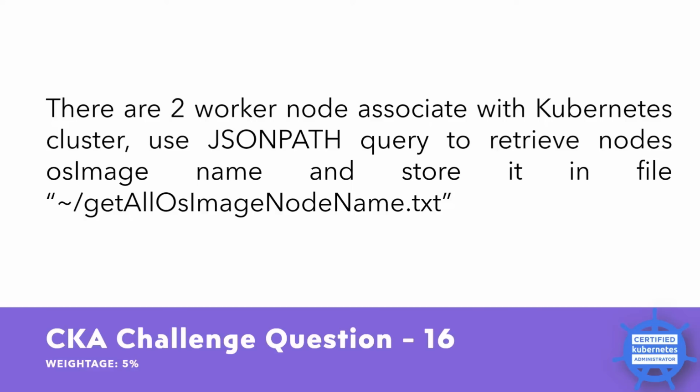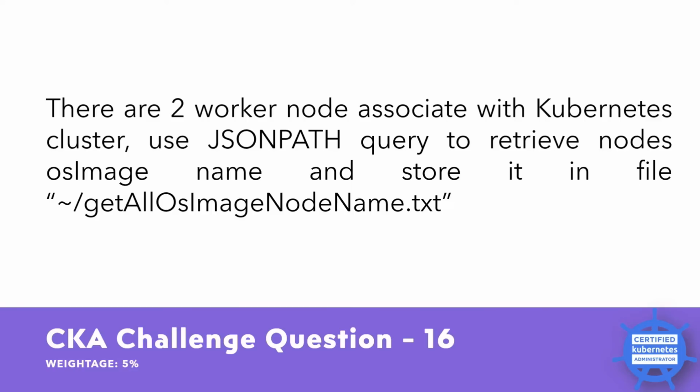JSON path is a query language used to extract data from JSON files. In this case, you will need to use a JSON path query to extract the OS image name information for the two worker nodes. To start, you will need to run the kubectl get node command to retrieve information about the worker nodes in the cluster. Once you have this information, you can use a JSON path query to filter out the OS image names.